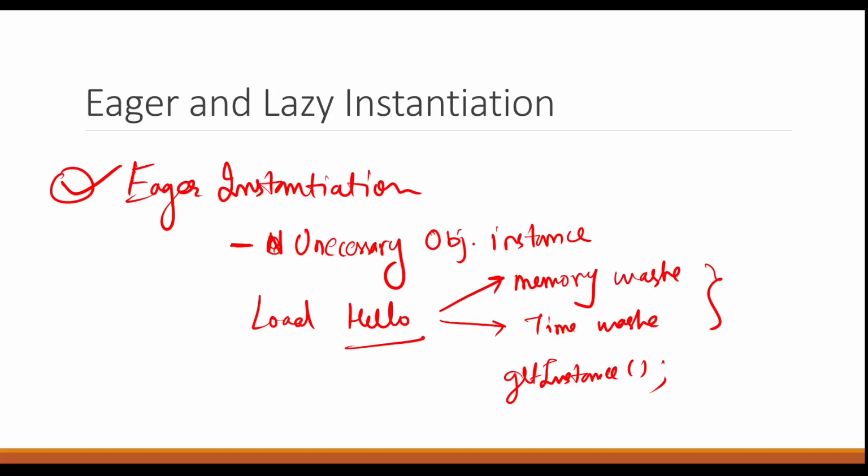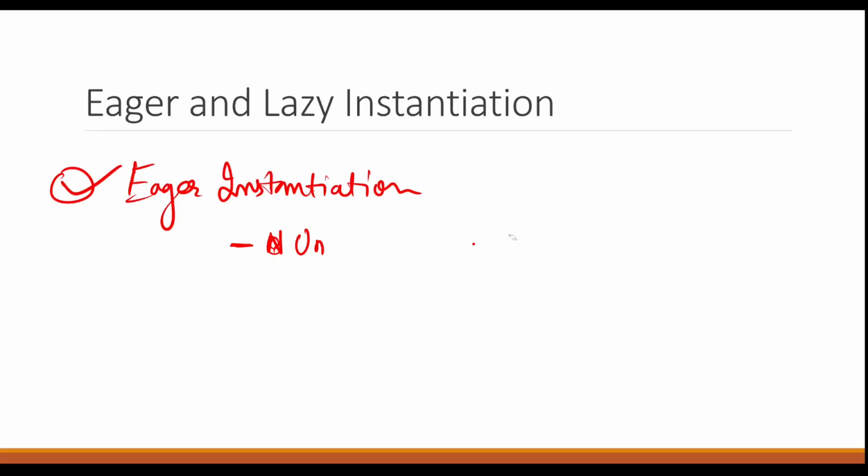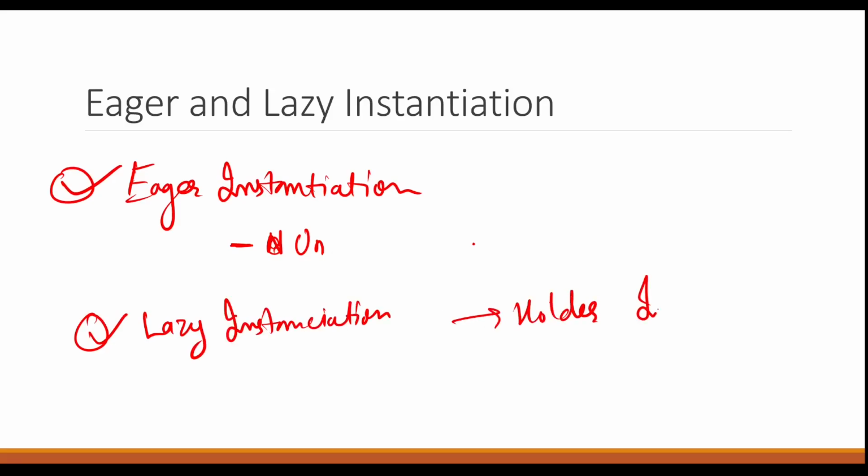So how do we handle that kind of thing? How do we prevent the instantiation of any object until we actually want it, and not when it is loaded into the runtime memory? We do it with the help of something called lazy instantiation, sometimes also called holder instantiation. So how do we implement this? Let's go back to our code and find out.